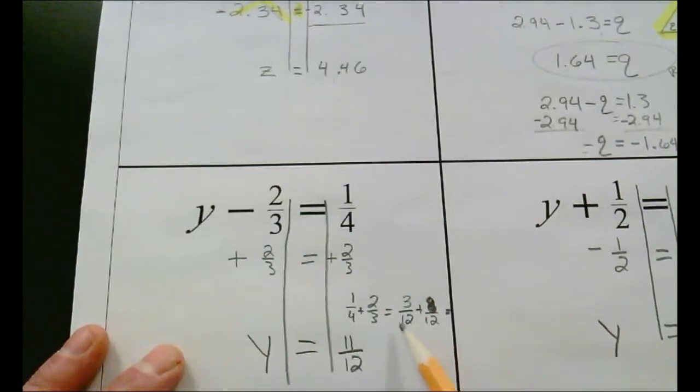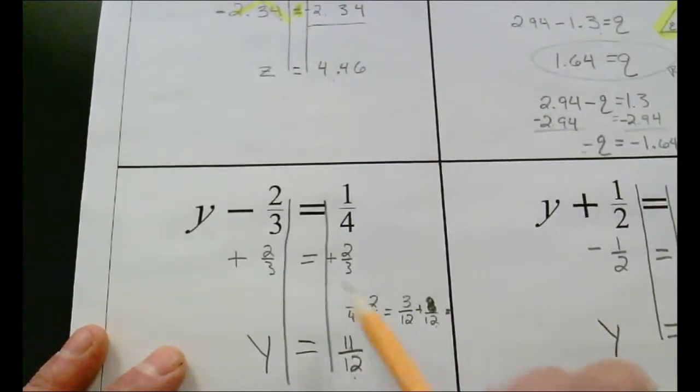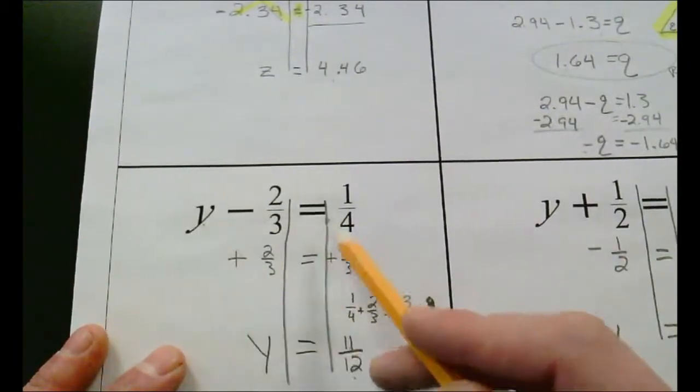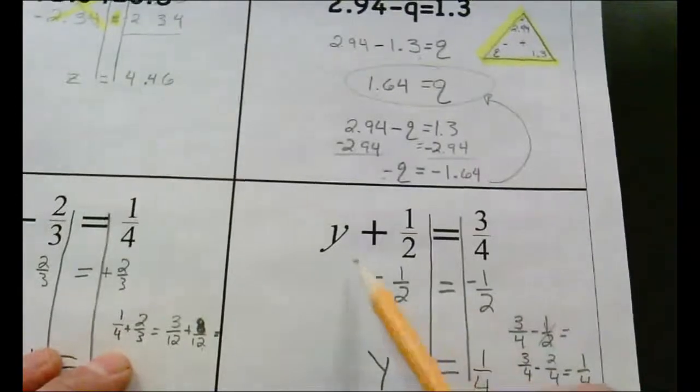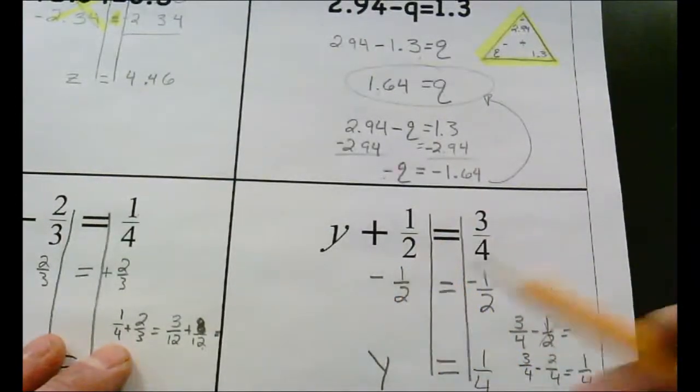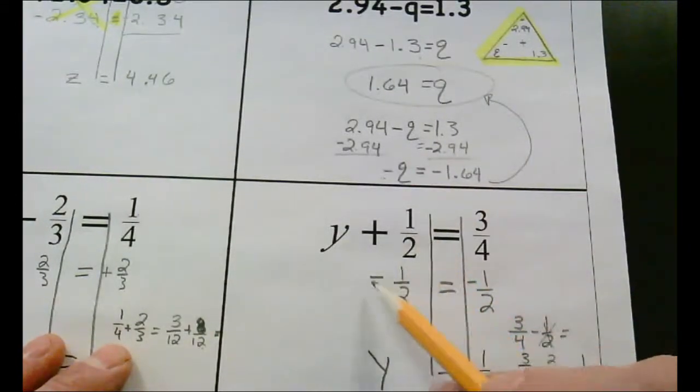Our least common multiple is 12. So we find the common denominator of 12. 1/4 is 3/12, and 2/3 is 8/12. We add them, and we're going to get 11/12. Now you could plug this back in, and you should be able to prove that 11/12 minus 2/3 gives you 1/4. Over on this side, y plus 1/2, well, the opposite of plus 1/2 would be minus 1/2.